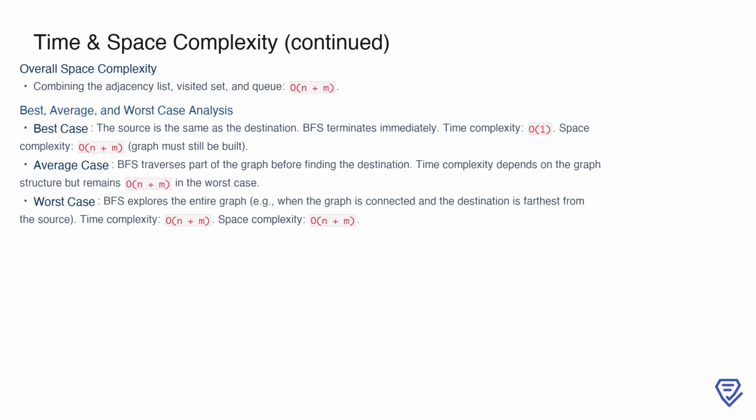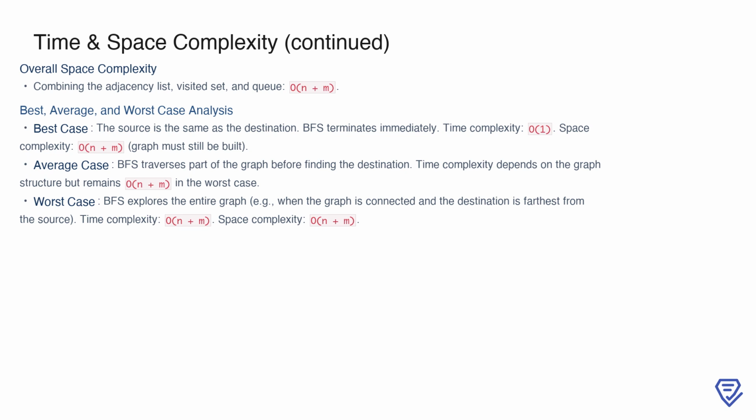Now let's discuss how the algorithm behaves under different scenarios. In the best case, the source and destination nodes are the same. Here, BFS terminates immediately, resulting in a time complexity of O(1), since no traversal is needed. However, space complexity remains O(n + m), because the graph must still be constructed.